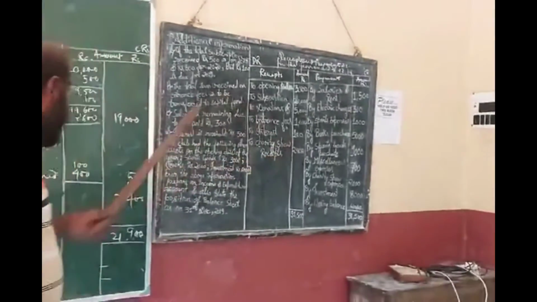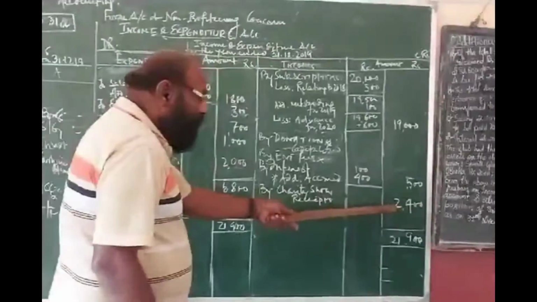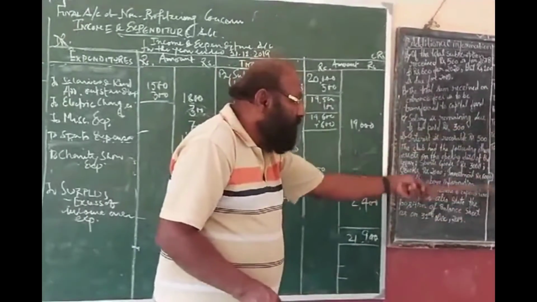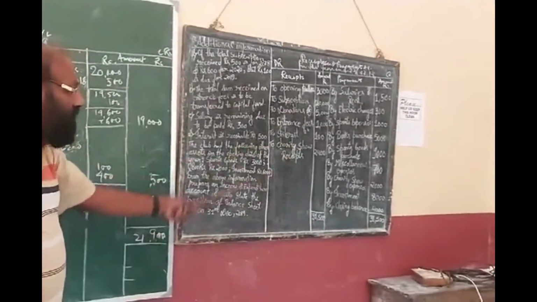Charity show is a receipt, and it has been shown over there. Clear. Now, we have more or less given the treatment of all the items given over here.